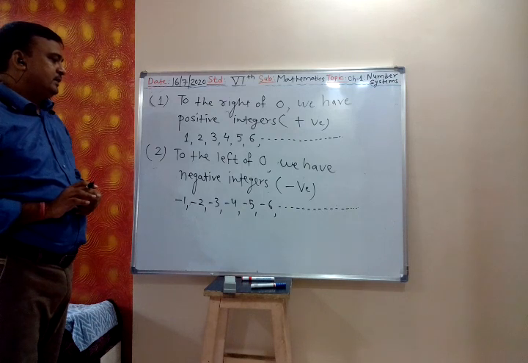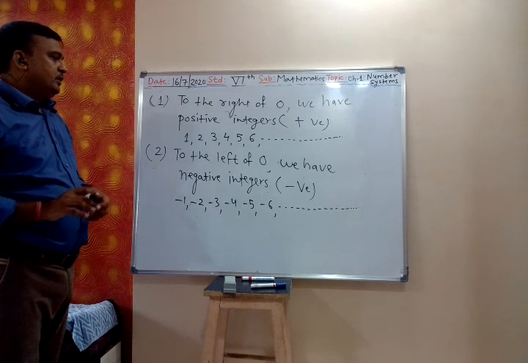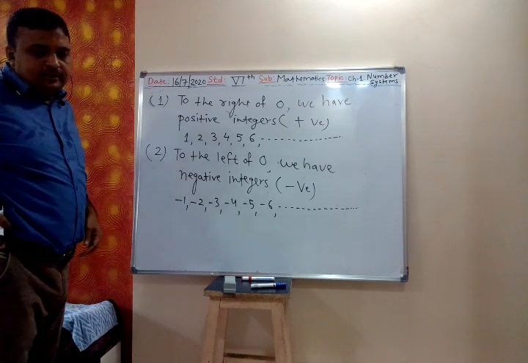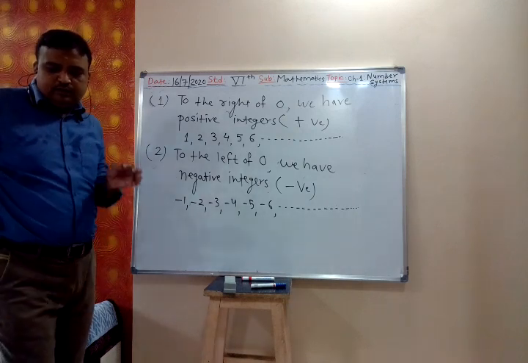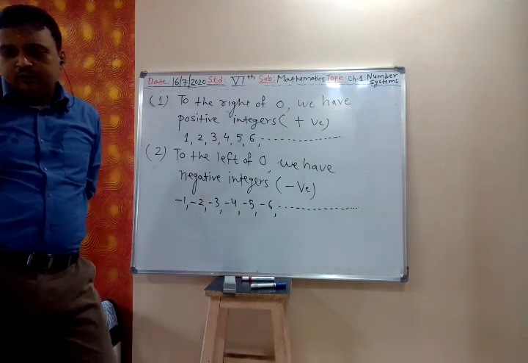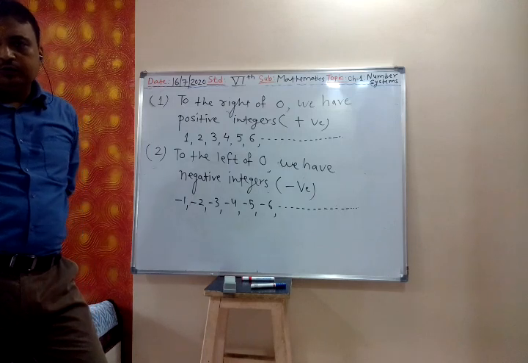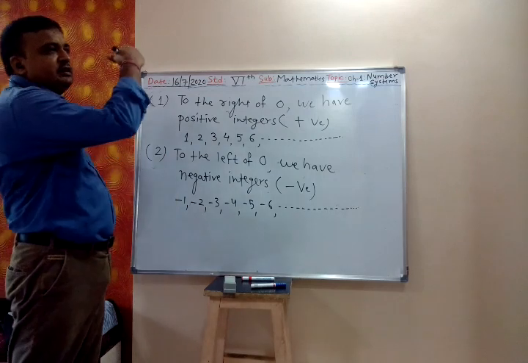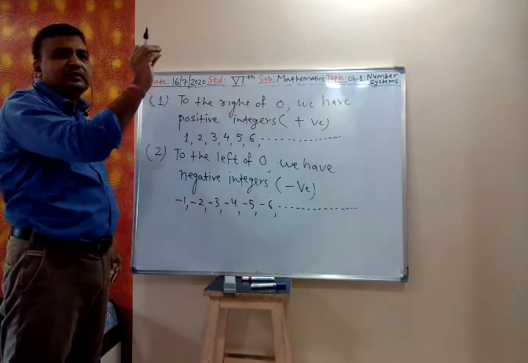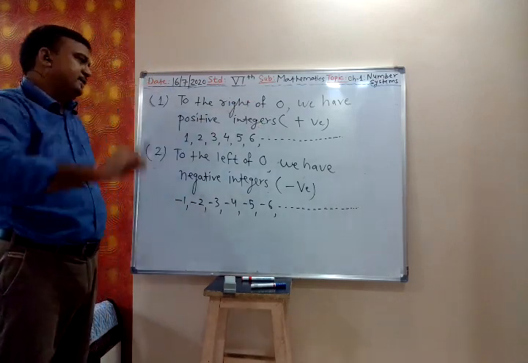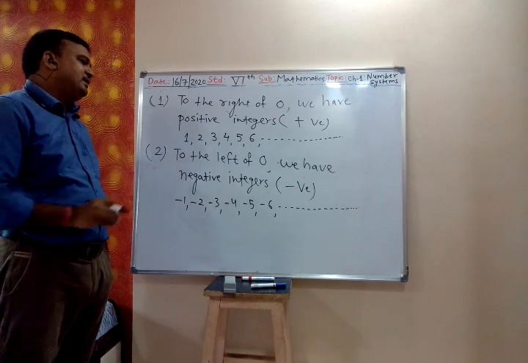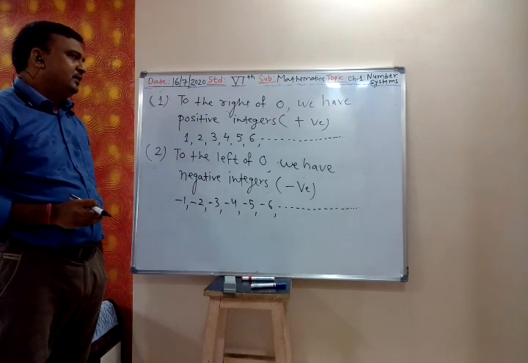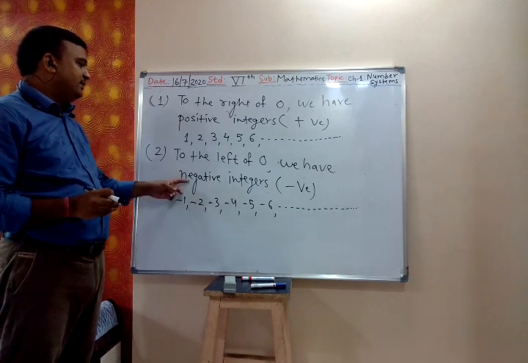To the left of 0, we have negative integers. To the right of 0, we have positive integers. Positive integer means plus sign. Negative integer means minus sign. Minus means negative.